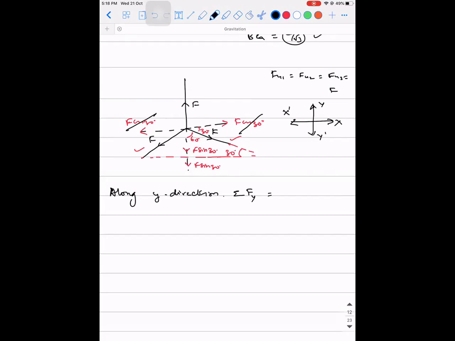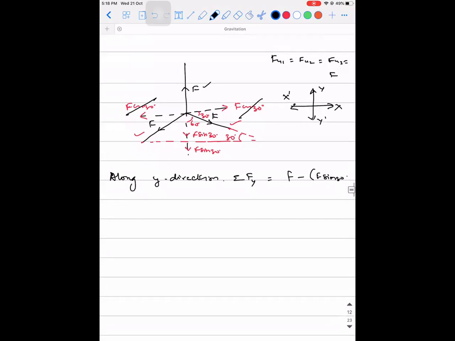the sum of all the forces in y is equal to capital F in upward direction minus F sin 30 plus F sin 30 in downward direction. So F minus F sin 30 is F by 2, plus F by 2. What will be the answer? So from this we can conclude that the net force acting on the system is 0.